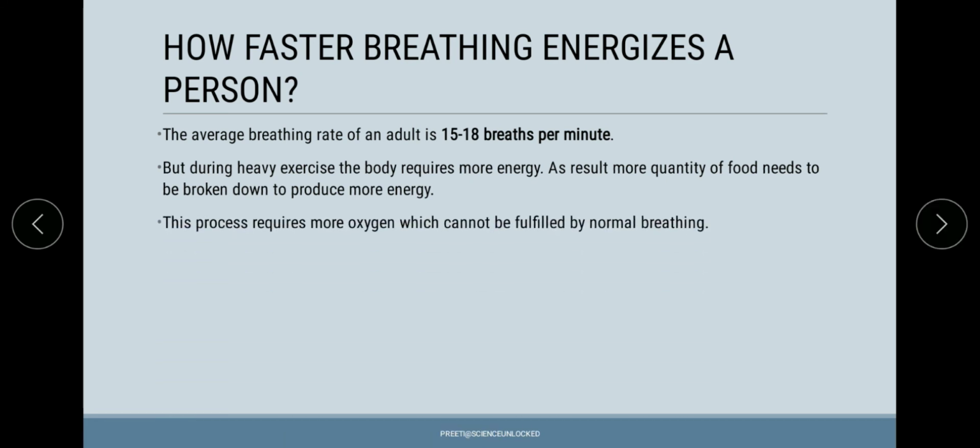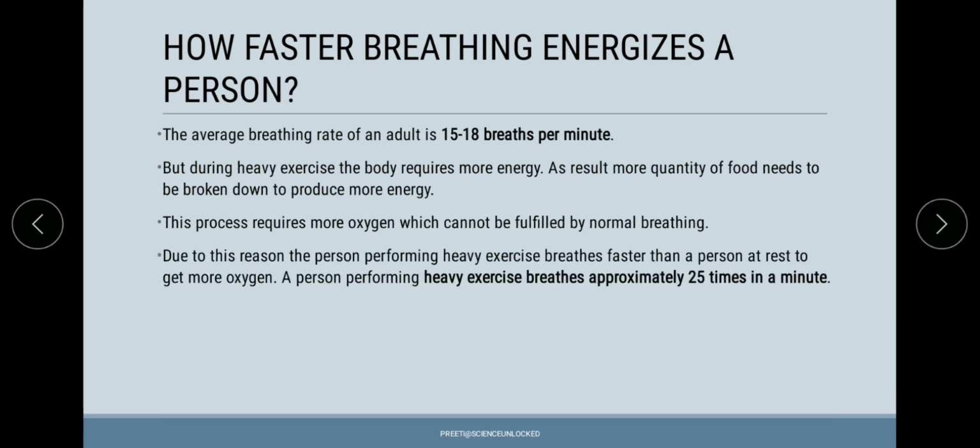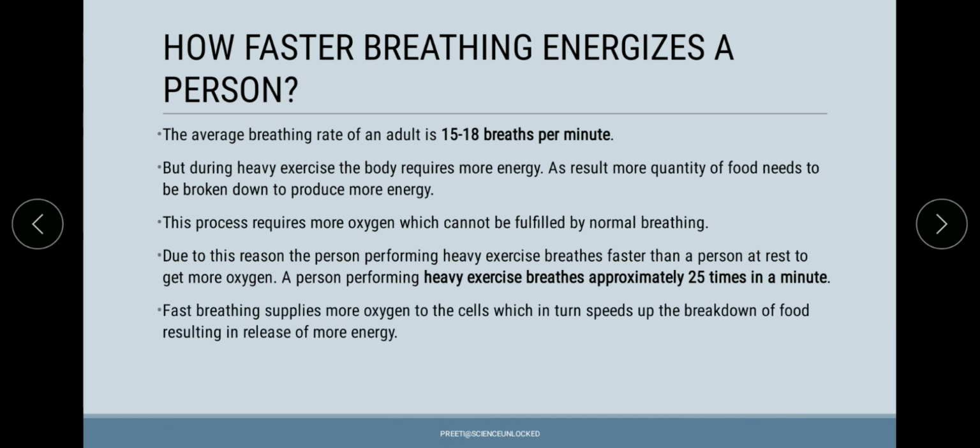But if the body is performing some heavy exercise, then the breathing rate, or the breaths per minute count, can increase up to 25 times a minute. That is required when the different cells inside the body need a huge amount of oxygen. So that is how efficient the body is: whenever it requires normal breathing, it performs that, and whenever it requires extensive breathing, it performs that too.